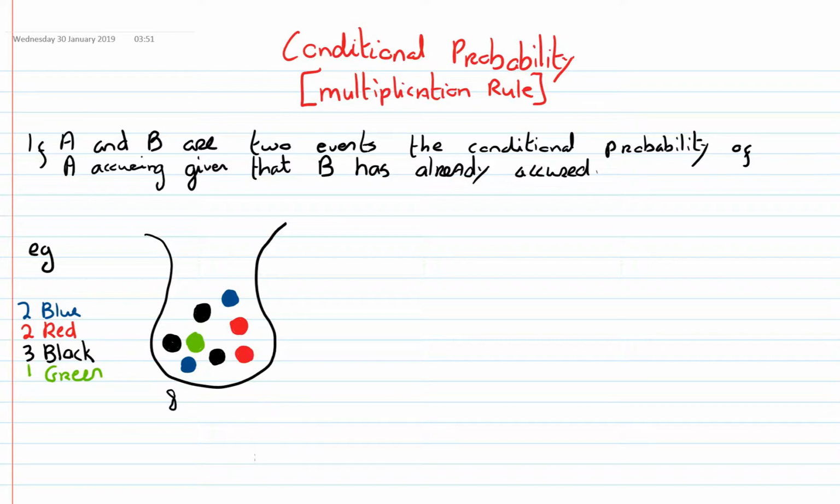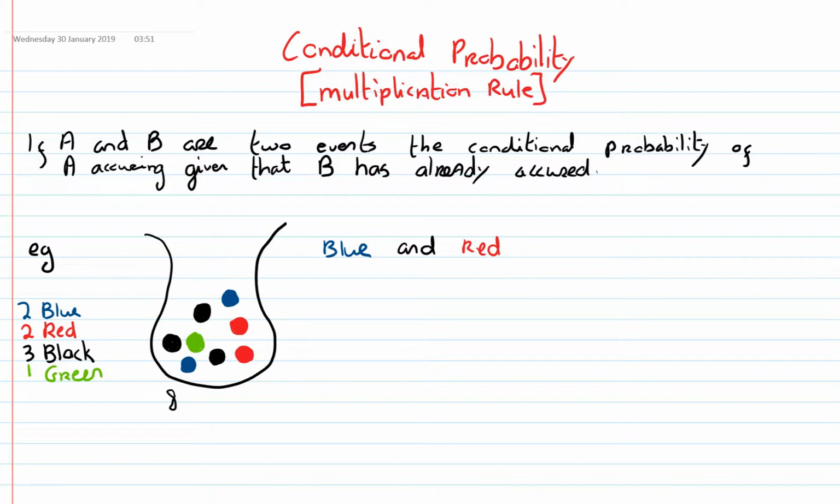But now we're looking at conditional probability. This is when I take a ball out and I don't put it back. As soon as I take that ball out, the probabilities will change. Okay, so this time we're going to say the chances of me getting a blue and a red. However, after I take the blue out, I don't replace it.